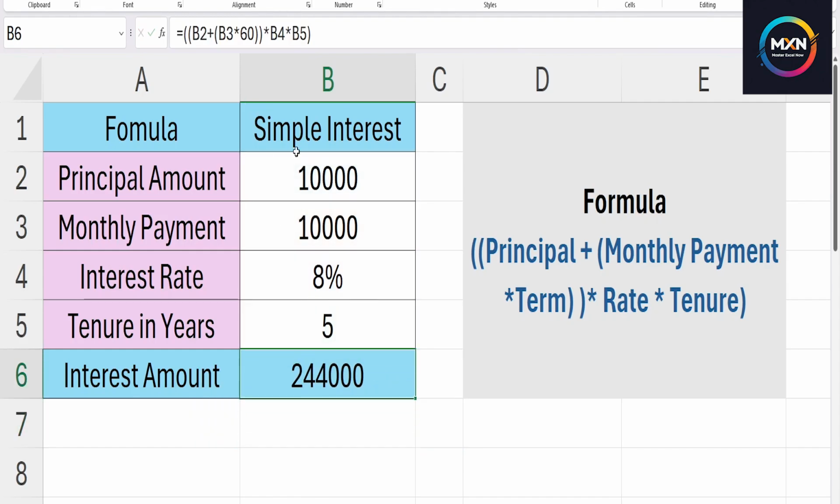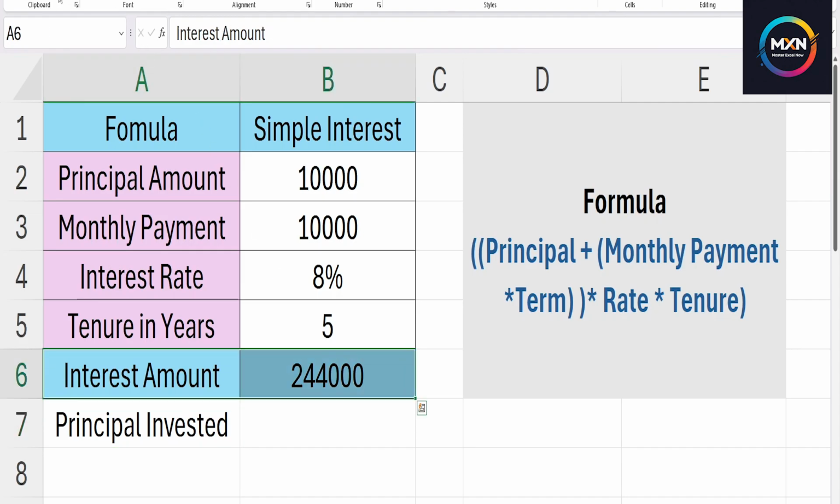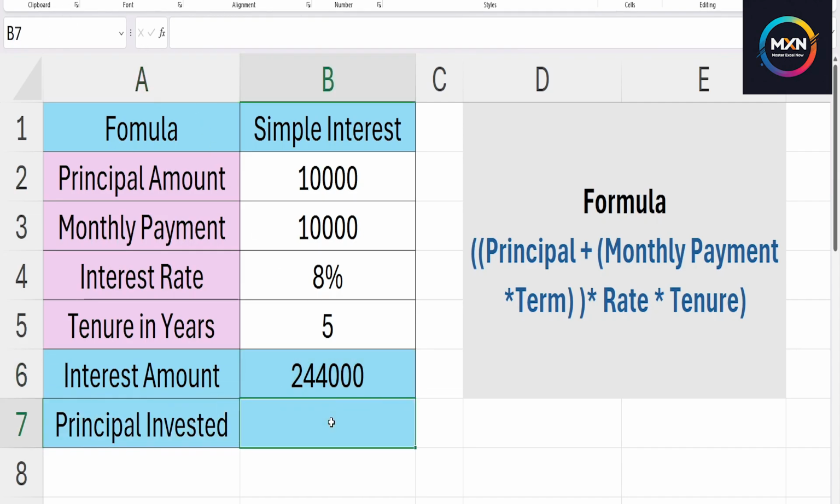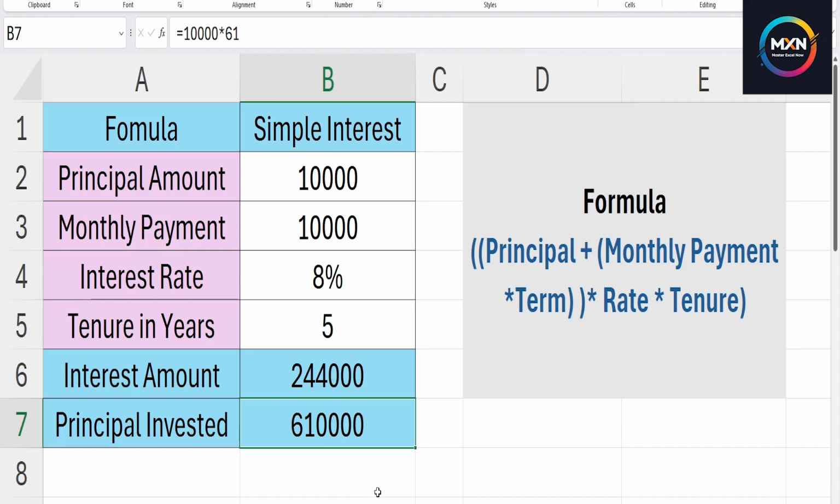So the total simple interest that we've calculated is 244,000. Now, let's say what is the total principal that I've invested. I will like to show you that. So we say principal invested. So once we do that, let me show you real quickly. So a simple math is you can say equals to 10,000 into 61 payments that you've done. This is your total principal invested, and you have earned 244,000 on this investment in 5 years at 8%.